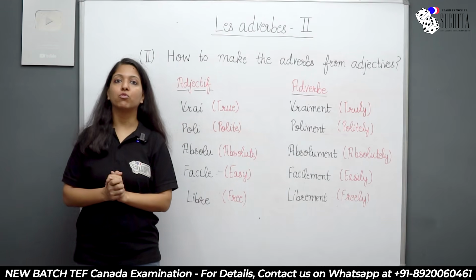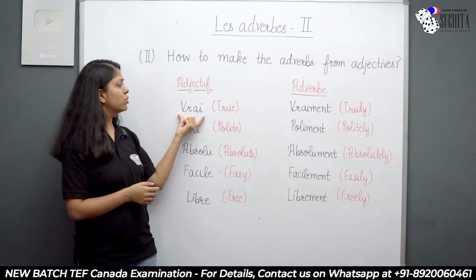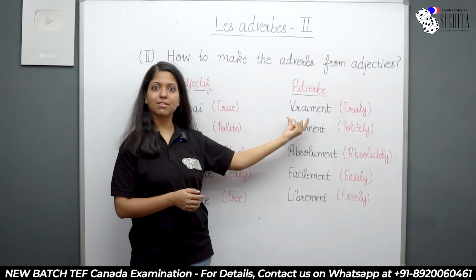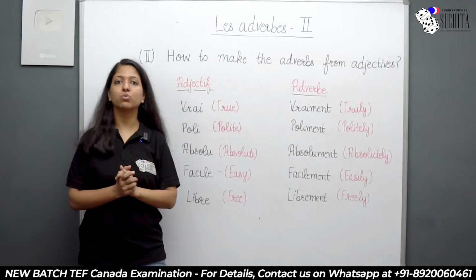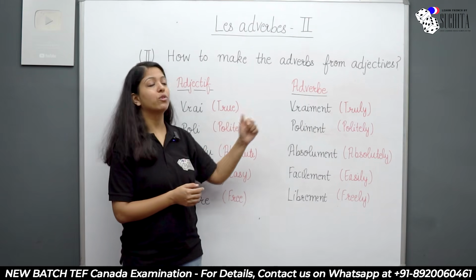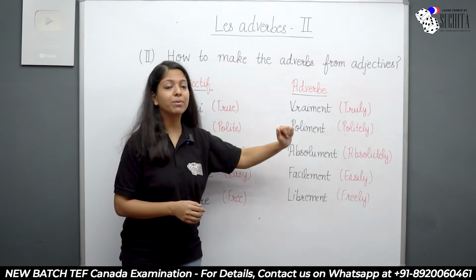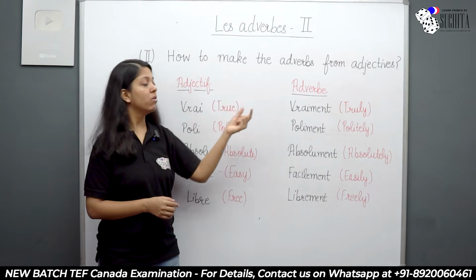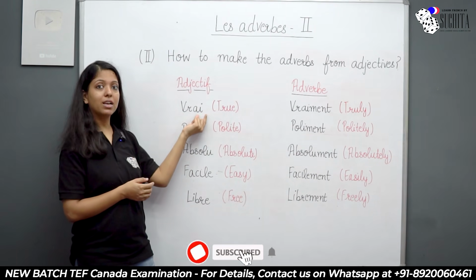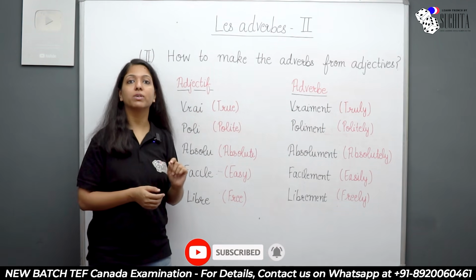So what did I tell you? For the adjectives which end with a vowel, for them you just simply write the adjective as it is and you add ment to it. So let's say vrai, which means true, and the adverb is vraiment. Vraiment, which means truly. So vrai, vraiment. Now vrai is ending with a vowel, I. So you wrote it as it is and then you add ment to it.